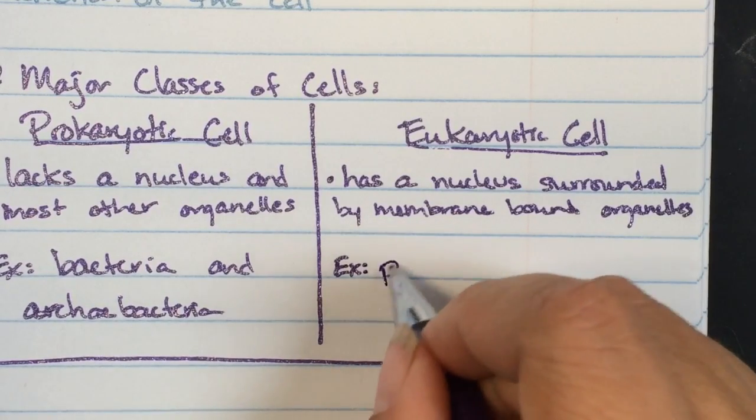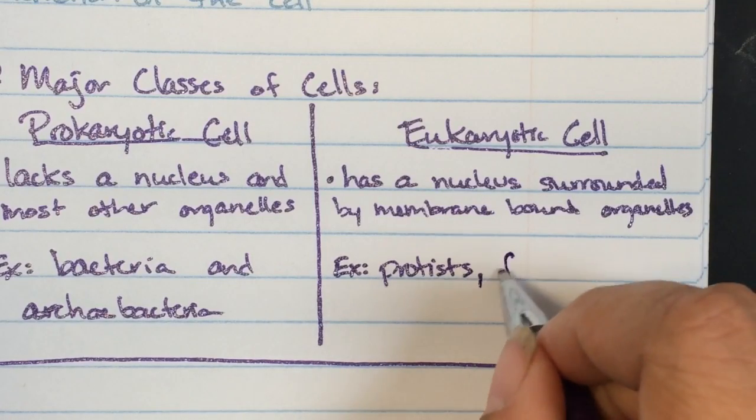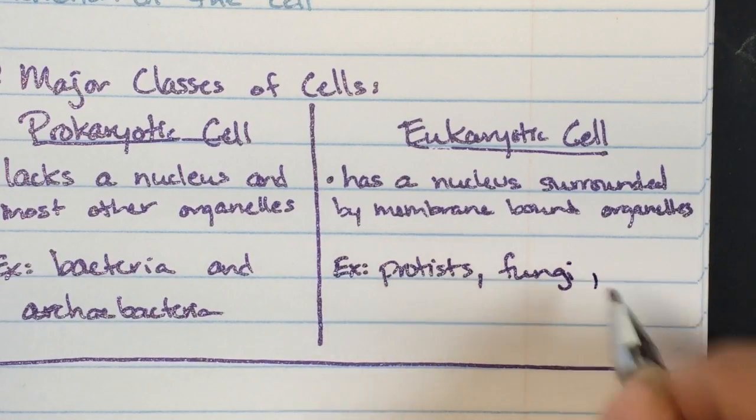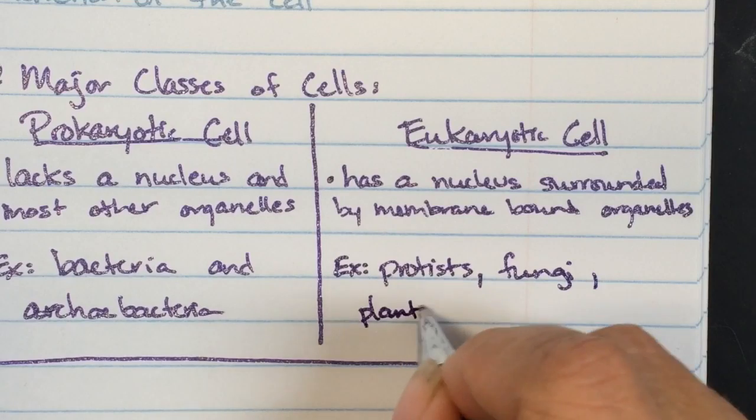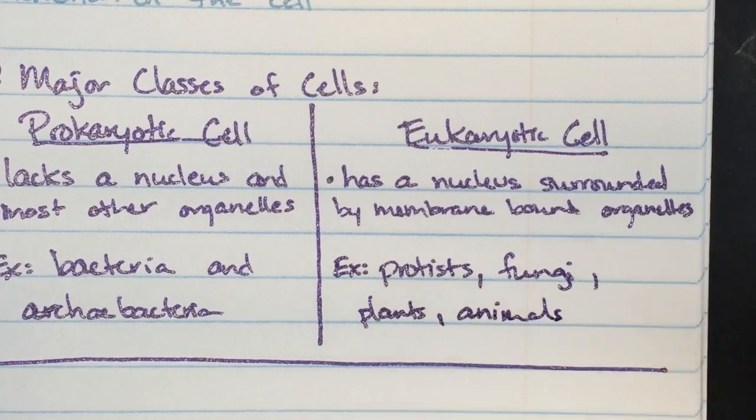And so examples are protists, fungi, plants, animals, tons and tons of stuff. When in doubt, it's probably a eukaryote.